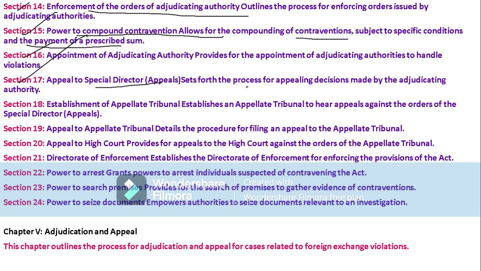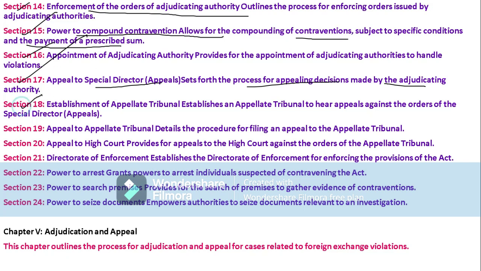It sets forth the process for appealing decisions made by the adjudicating authority. So appeal to special director means, for example, if any authorized person went for appeal, meaning any punishment has been given by the director general regarding his contravention, and that authorized person is not satisfied with that judgment, then he can appeal to special director. So that is known as appealing. So there will be a process for appealing to a special director in such a case. So appeal to special director is dealt with in this section 17.